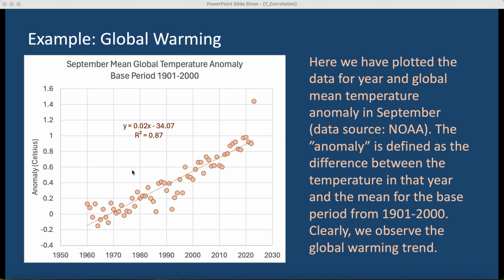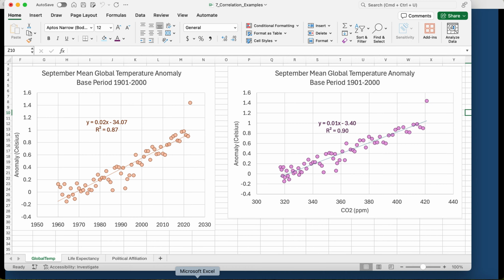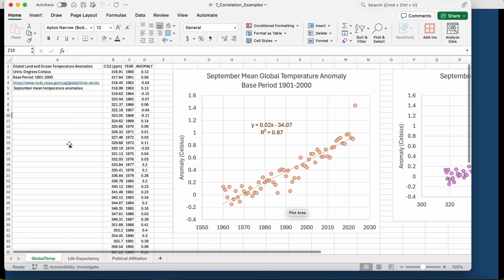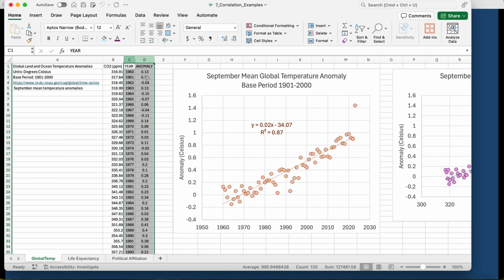So before I get into what this all means, let's just take a look at where the graph comes from. So here are the graphs that we'll see, and they come from this data here. Later I'll get to what's in column B. This is carbon dioxide level, so we'll come back to this. But right now we're looking at year and anomaly. So we have two columns of data.